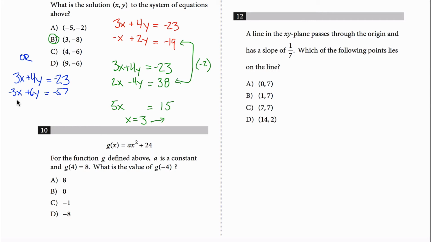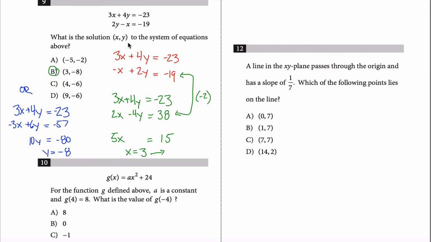And now when I sum these up, note my x's go away. So I just end up with 10y. And if I sum these, -23 plus -57 gives me -80. So I get y equals -8. So even without doing any of this work over here, I could have concluded that y equals -8, and I would have gotten a little bit lucky that my answer, -8, only showed up once in this list.